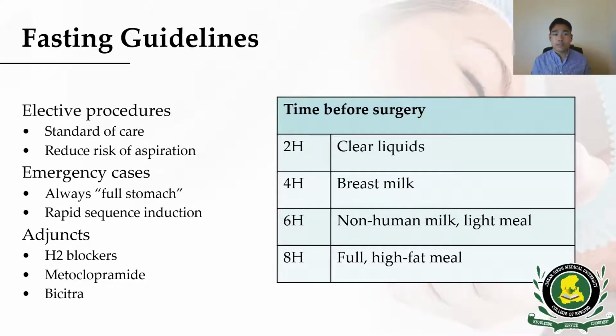Fasting guidelines were put into place to help reduce the risk of pulmonary aspiration. So you can see here that for all elective surgeries, patients must not have any sort of full meal 8 hours prior to their surgery, but they can have clear liquids up until 2 hours prior to their surgery. Emergency cases are always considered a full stomach, including emergency obstetric cases.